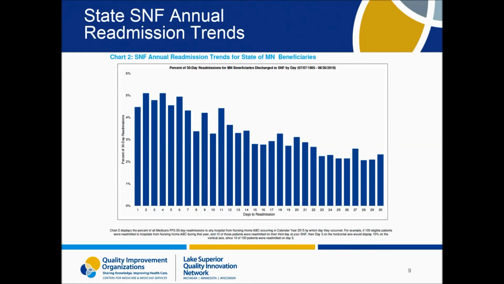This next page shows a state-level picture of readmissions by day. The time period is noted at the top of this chart, and what this shows is the percentage of readmissions that happened on each day all the way up to 30 days. In this time period, for example, about 4.5% of readmissions across the state happen on day 1 of the patient being discharged to the nursing home. On day 2, about 5% of those readmissions happen, and so forth all the way on to day 30.